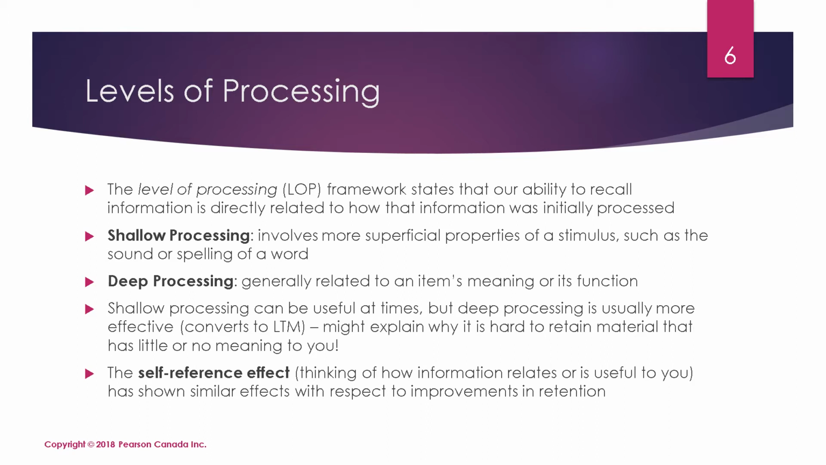So thinking about what a word looks like or what a word sounds like is going to be a pretty shallow level of processing, because you're not actually acting on that information in any way to remember it. Whereas deep processing, on the other hand, just like when we talked about elaborative rehearsal, is more related to an item's meaning or function. So if you're able to actually associate the meaning of that word with something about how the word looks, or maybe break the word down into components and associate the meaning of the components together, it's going to make it a lot easier for you to remember that information.